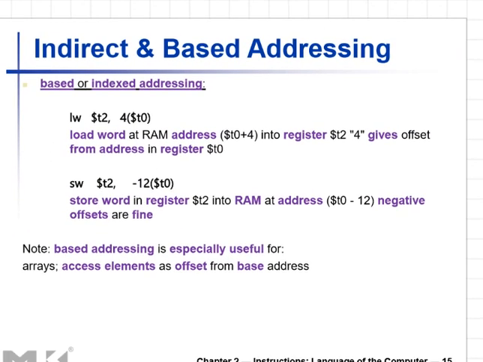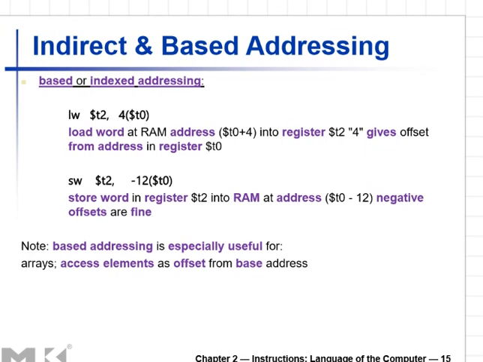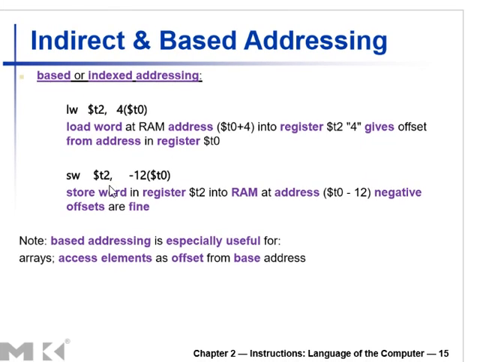And this is the indirect or based addressing. This is what we call based addressing. This is the one we used in the previous example, load word and store word, which uses the register and the offset and the base address. So this is what you call based addressing. The previous one is called indirect addressing and this is called based addressing. Another name is indexed addressing, indexed or based addressing. This one we already discussed in the practical class.